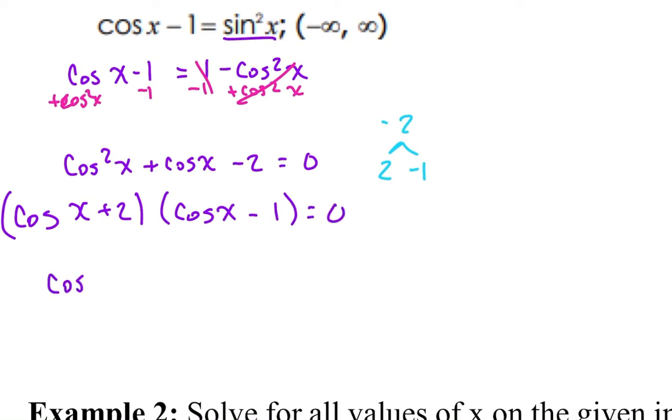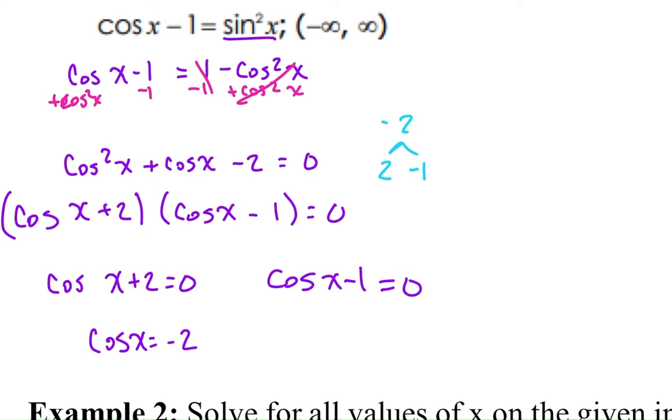And so when I set up these 2 equations, cosine x plus 2 has to equal 0 and cosine of x minus 1 equals 0. And we just got to solve these 2 things, which are both pretty easy. Here I subtract 2, so I get cosine of x equals negative 2. Here I add 1, so I get cosine of x equals 1.